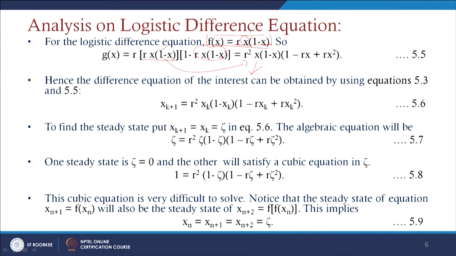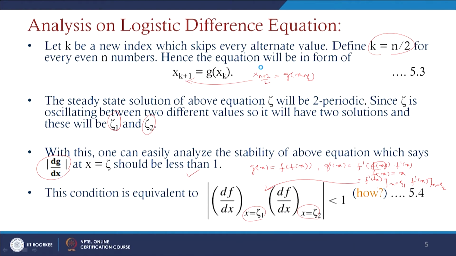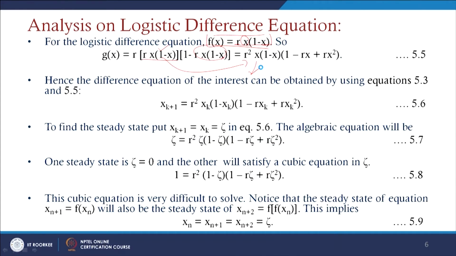That is, x k plus 1 can be written as, since in the previous slide we wrote x k plus 1 as g of x k here. So, x k plus 1 can be written as r square, and in place of x we write x k here. So, r square x k into 1 minus x k into 1 minus r x k plus r x k square here.